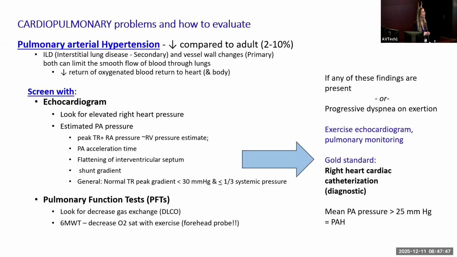But pulmonary artery hypertension, we have a handful of these patients. I would say 5% is pretty fair across the different cohorts.